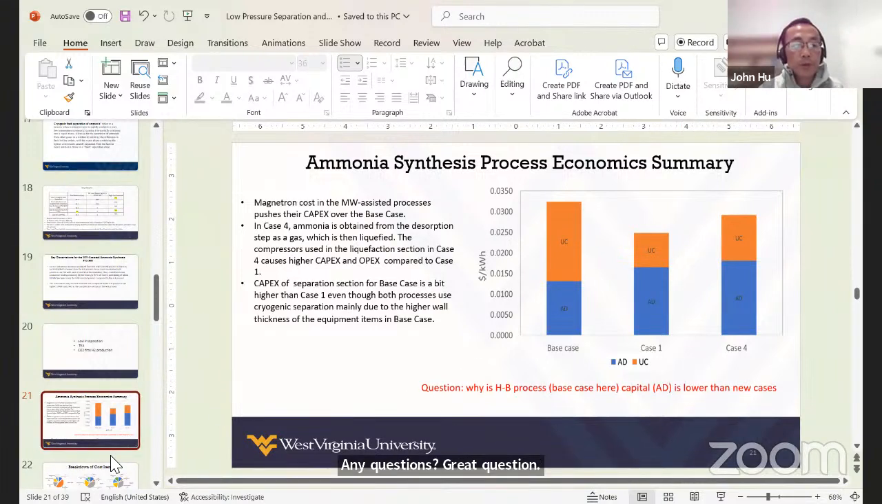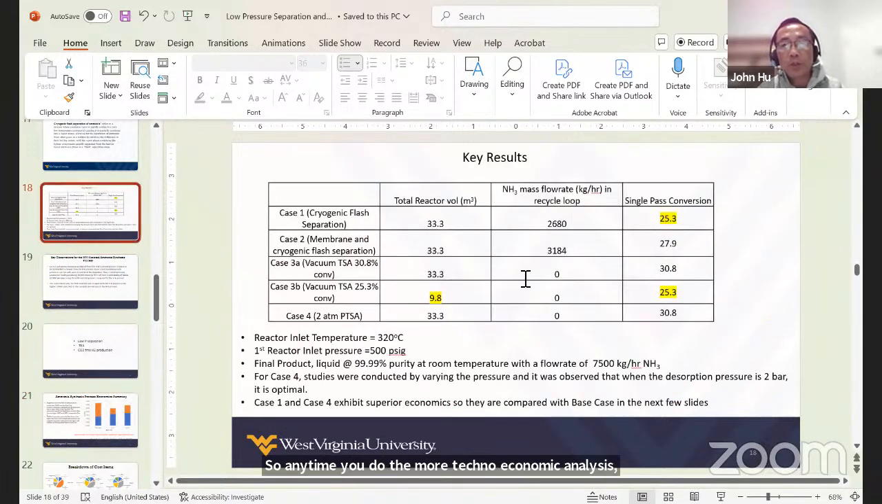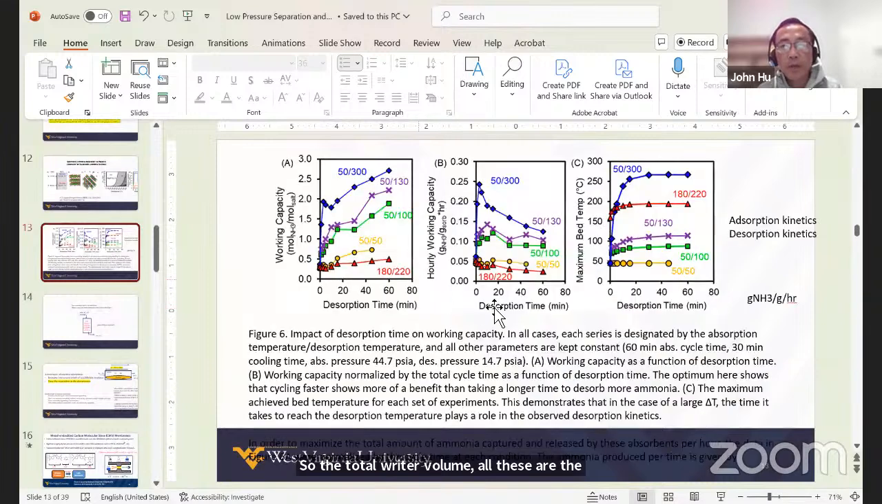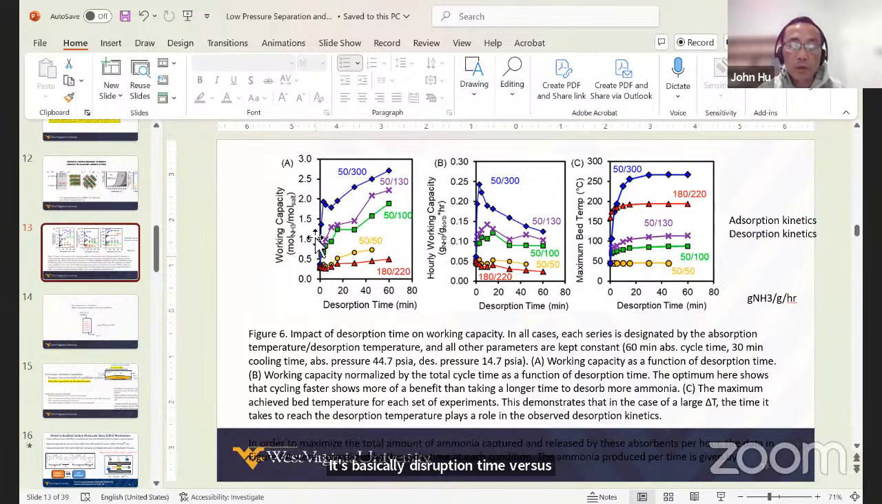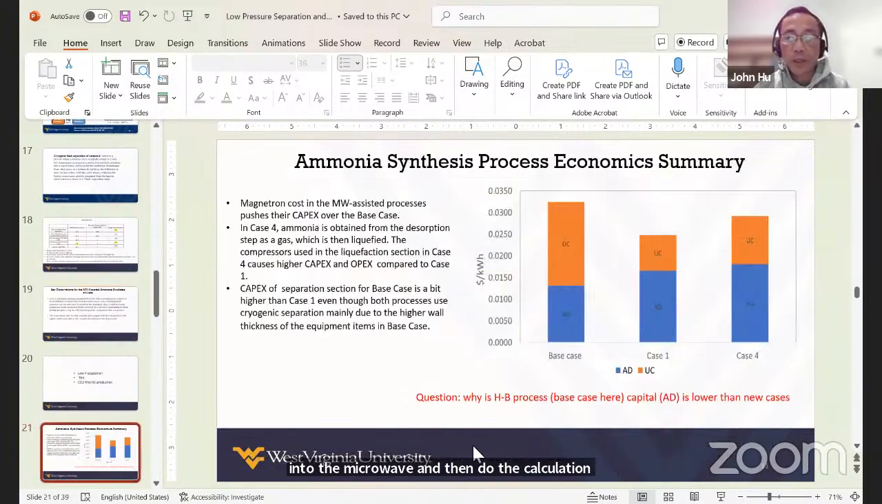No question. All right. So anytime you do a techno-economic analysis, you need the data, all right? So yesterday we basically had a lot of assumptions here. The total reactor volume, all these are assumptions. Remember, I also showed you the raw data from here. This is laboratory data from the paper. The data looks a little ugly, but it's real data. But that's what you need. It's basically desorption time versus the so-called solid sorbent capacity. You can tell the shorter the better, right? The shorter time, the better the adsorption. So with this real data, we can plug the data into the microwave model, do the calculation, and then come up with this analysis, the TEA.